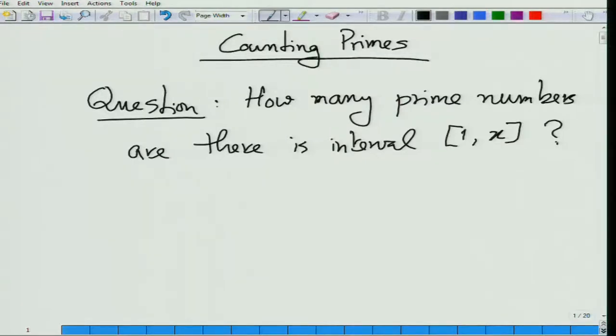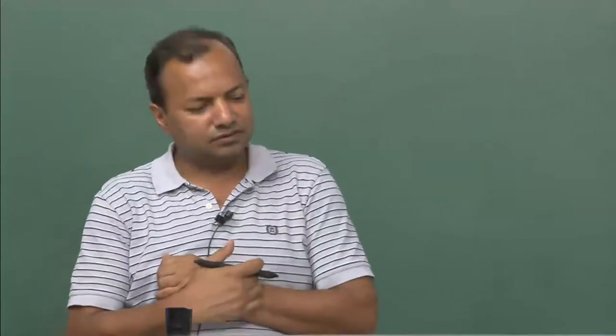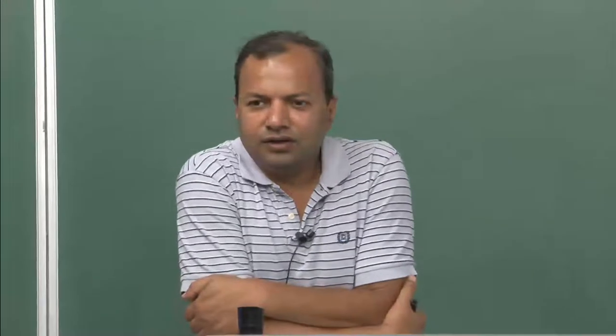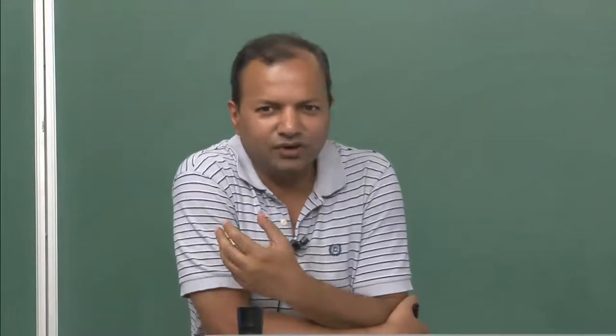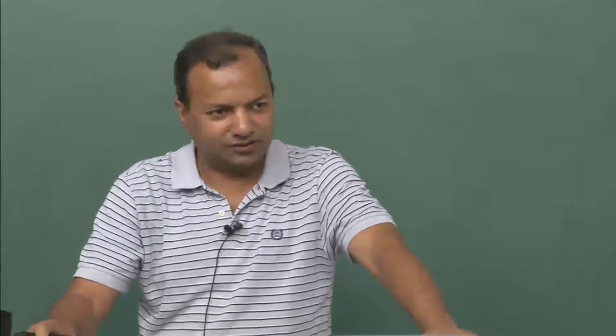Given an x, how many prime numbers are there in the interval 1 to x? This has been around for a long time, and sort of fascinated a lot of mathematicians who tried to come up with some formula capturing this number of primes. Pretty quickly people realized that there does not exist any nice formula for this, because the prime numbers seem to behave very randomly. And so, any nice formula expressing the exact number of prime numbers in this interval is not likely to exist at all.